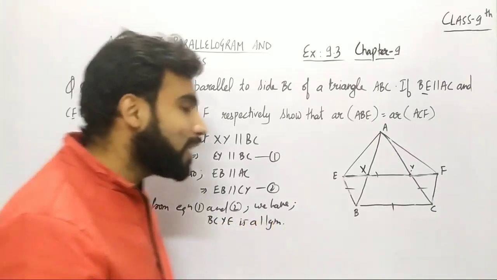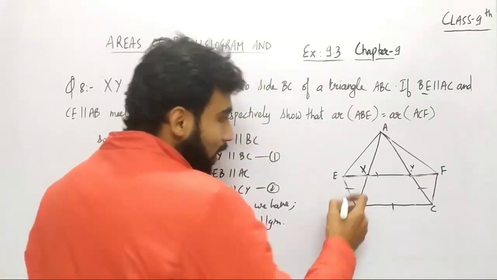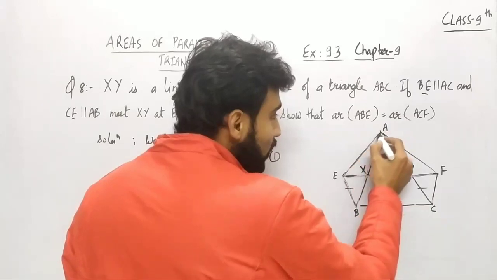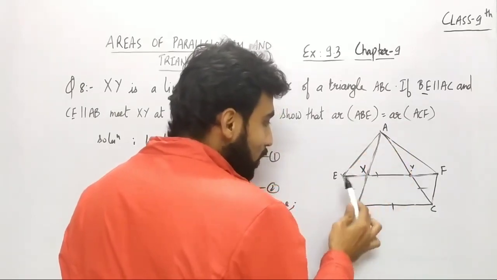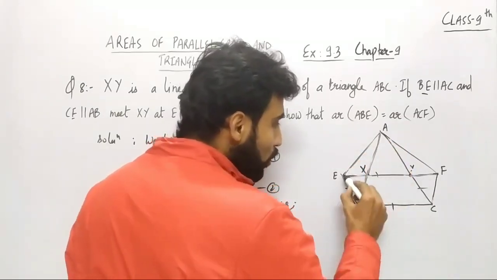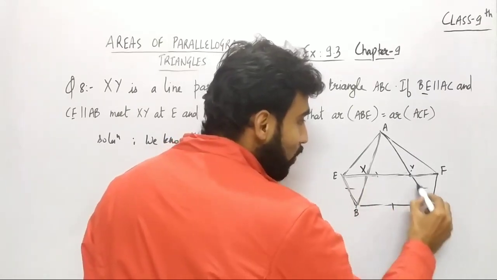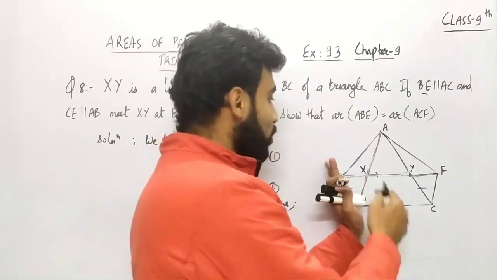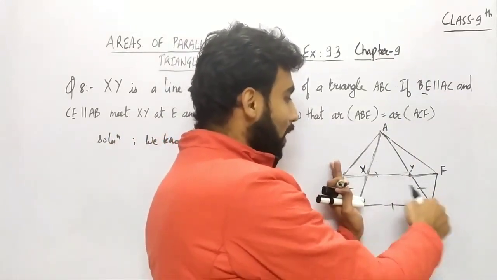Now the next thing is you will find out that if you just observe this triangle ABE, right? So ये जो ABE है ये base BE के ऊपर बन रहा है and also this parallelogram BCYE is also on the base BE, right? So अब इसमें इसी base के ऊपर एक triangle बन रहा है और एक parallelogram बन रहा है.